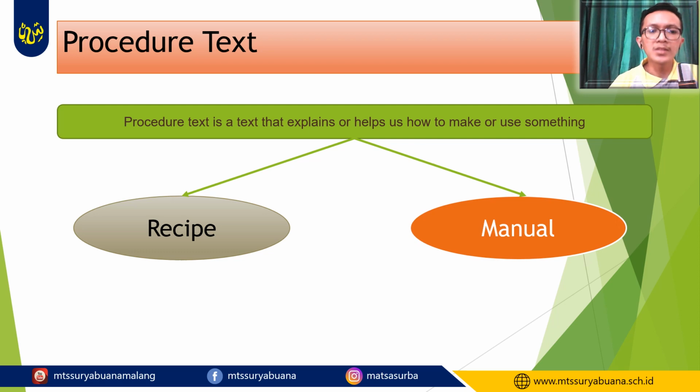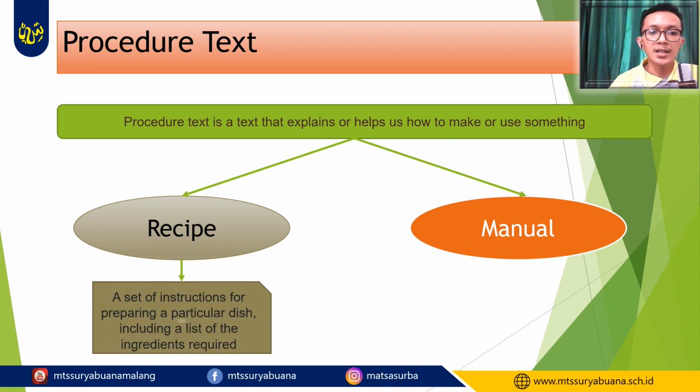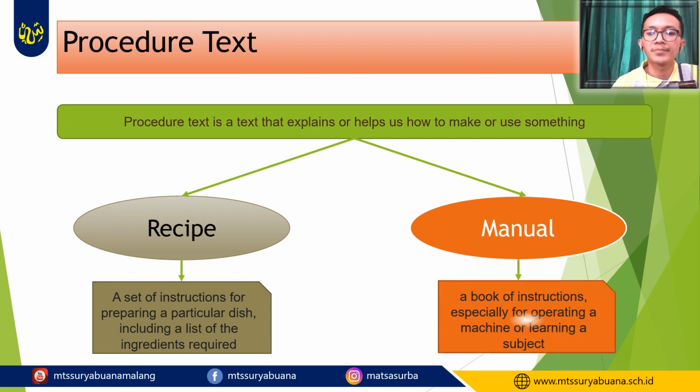So what is the definition of recipe actually? Okay, recipe is a set of instructions for preparing a particular dish, including a list of the ingredients required. And about the manual, manual is a book of instruction, especially for operating a machine or learning a subject.